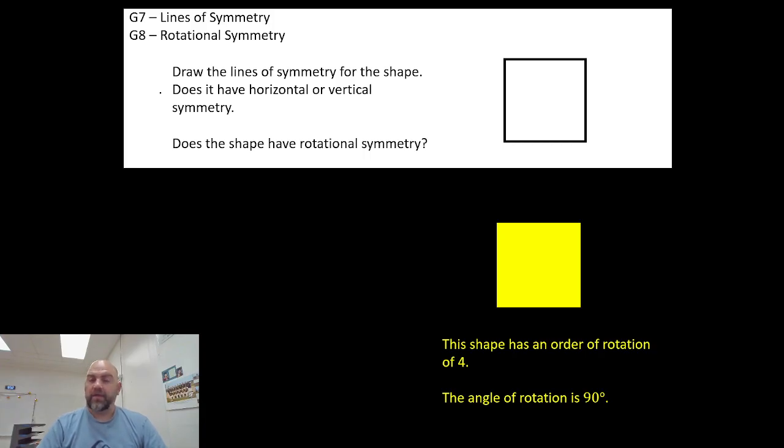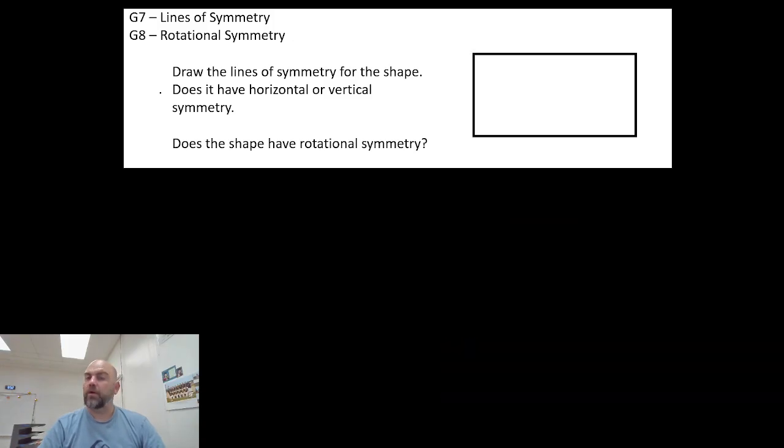So that gives us our angle of rotation. All right, what about a rectangle? Again, give it a shot, try the lines of symmetry as well as rotational symmetry, and then I'll go through the answer in just a minute. Let's take a look at the answer.